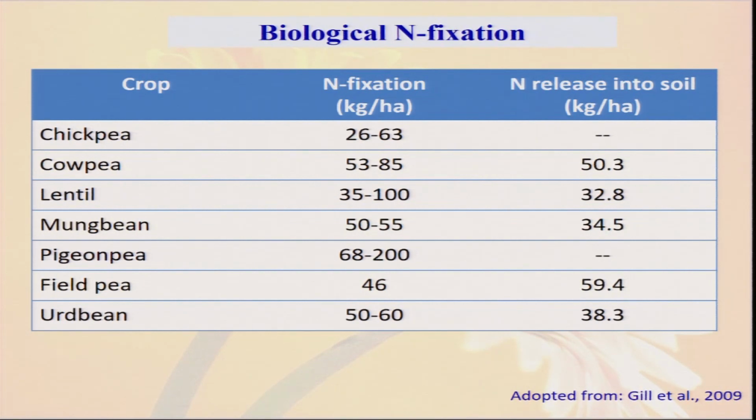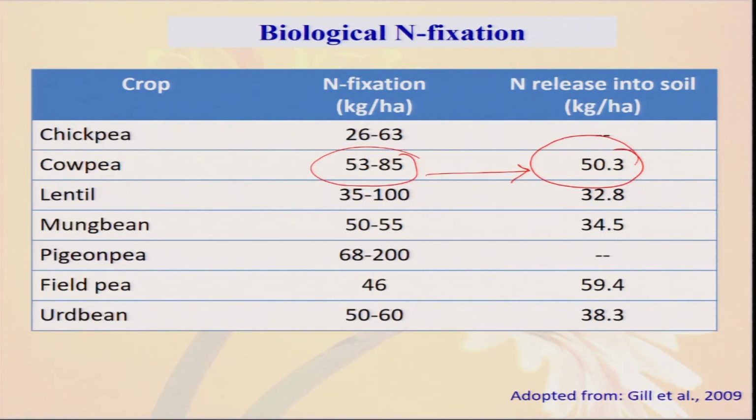Whatever nitrogen fixation we are getting, all of the nitrogen is not directly given into the soil. Certain parts of the fixed nitrogen are used by the plant, certain parts are also released in the soil. Suppose in case of cowpea, if 53 to 85 kilo is the nitrogen fixation, about 50 kilo is released in the soil. These released in the soil also go through different processes. Some may be lost in different biochemical processes and some may be available for the growing of the next crop. Maybe we are growing some cereal crops next. So, our fertilizer recommendation will also be reduced, especially for nitrogen of the cereal when we are growing in succession with the legumes. Similarly, there are different types of data available also for the field pea, urd bean and other things.